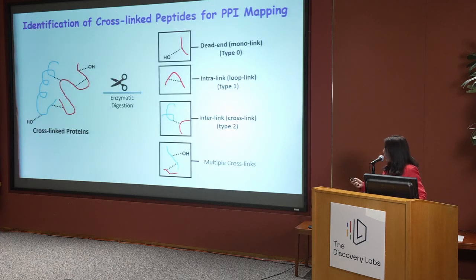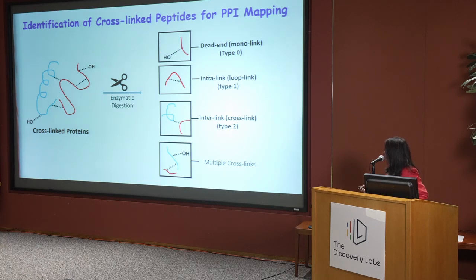I don't want to bore you with all the details of cross-linking mass spectrometry, but I wanted to tell you the basis for cross-linking mass spectrometry for structural analysis. This is through the identification of the cross-linked peptides. When you have a cross-linked protein, after enzymatic digestion it will result in different types of peptides. You can see here a dead end, meaning one end is coupled with the amino acid, but the other end is hydrolyzed.